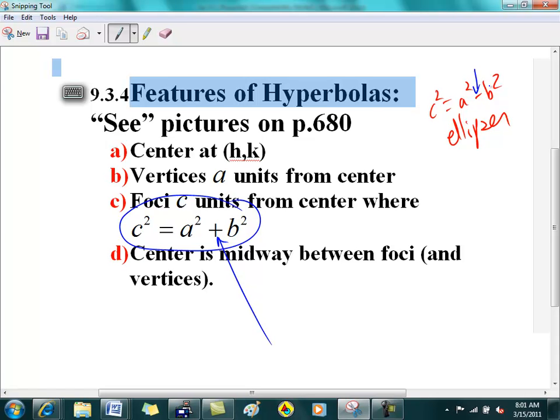So did everybody get this down? Get all the features down? Everybody know what A is? Everybody know what C is? Everybody know the relationship between A, B, and C? I will explain to you what B is in a few minutes.